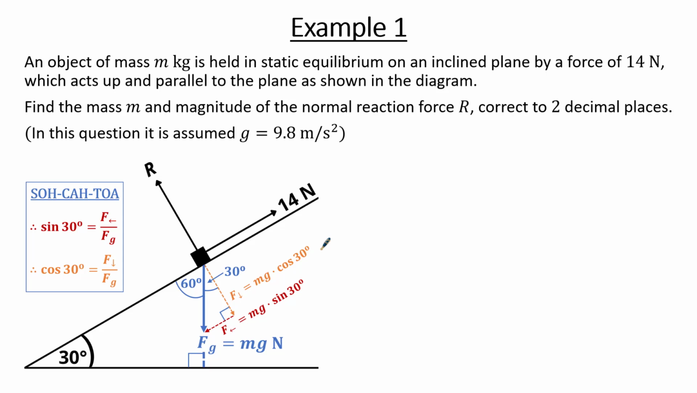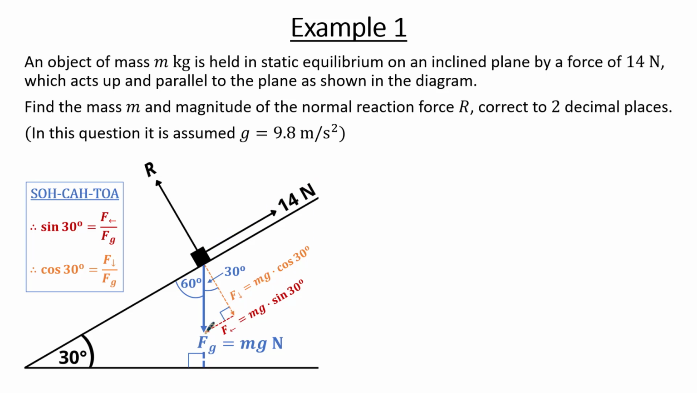So now we've completed the force diagram, we can resolve the forces in a perpendicular and parallel direction to find the mass m and magnitude of the normal reaction force r. Starting with the parallel direction, we have two forces. We have this force here, mg sine 30 degrees, going down or to the left, and this force here, 14 newtons, going up or to the right.